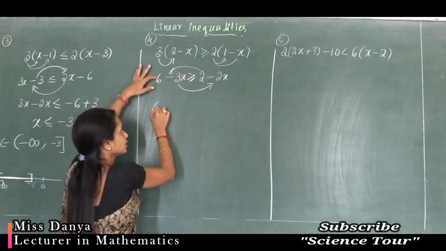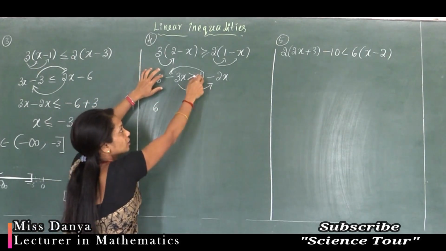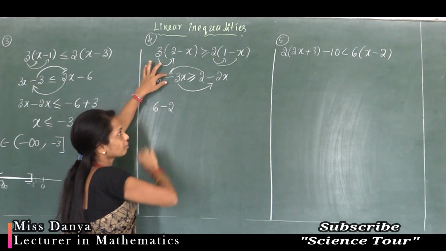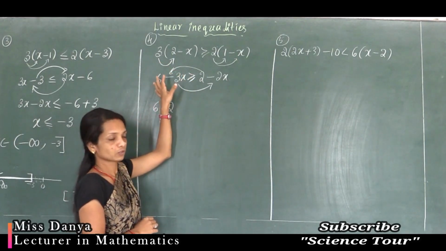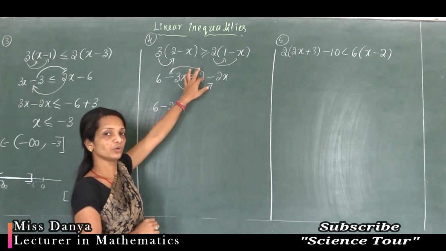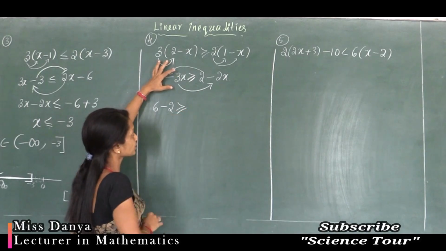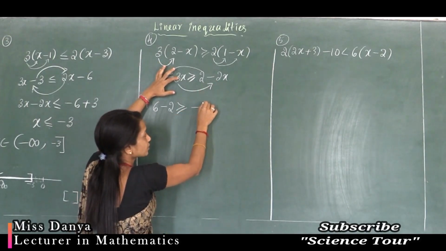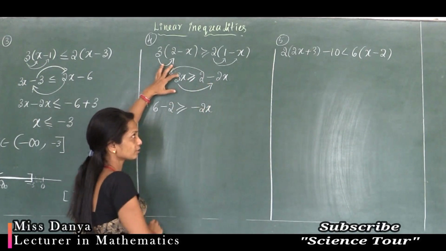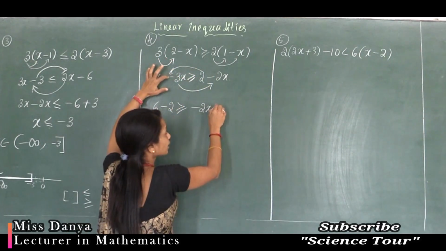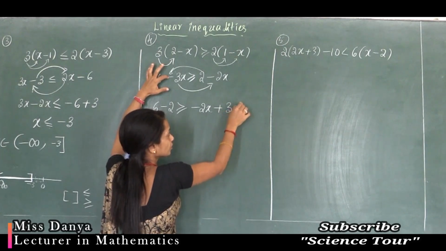So 6 is already there, so without change you have to write it. This plus 2, we are writing on the left side as minus 2. We are shifting to this side as minus 2. Next, the inequality symbol you have to write the same, and minus 2x is already there on the right side, that also as it is without change, and minus 3x you have to shift to the other side as plus 3x.